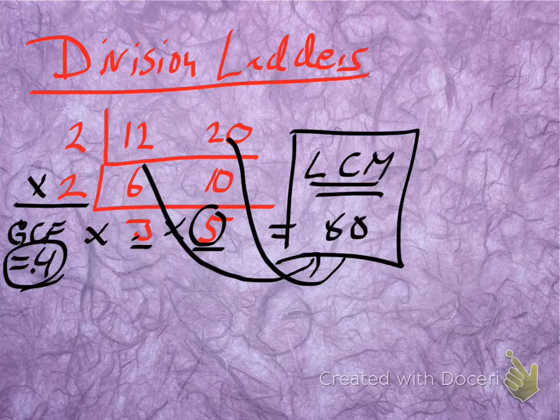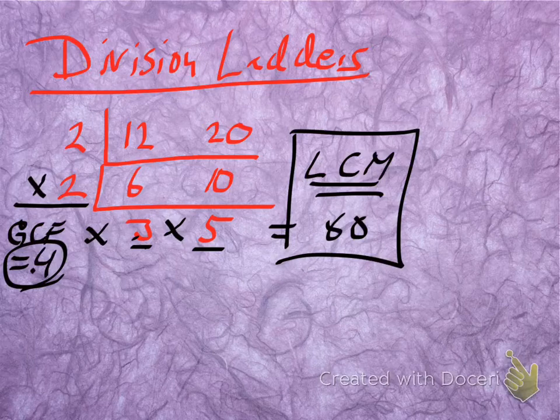Then again, you could also do this. Instead of doing that times that times that, you could just do that times that. Because of the associative and commutative properties, you could do 3 times 5 first and get 15, but you still have to multiply by the GCF, and that's how you get 60. That way you could sort of check it.